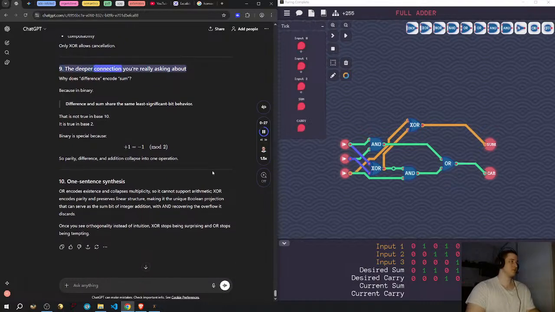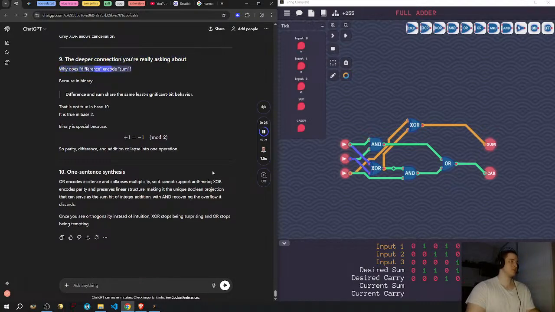9. The deeper connection you're really asking about. Why does difference encode sum? Because in binary, difference and sum share the same least significant bit behavior. That is not true in base 10. It is true in base 2. Binary is special because minus 1 equals plus 1, so parity, difference, and addition collapse into one operation.